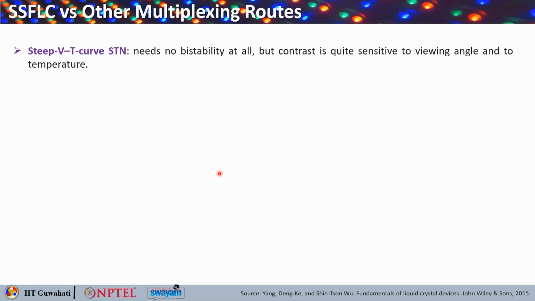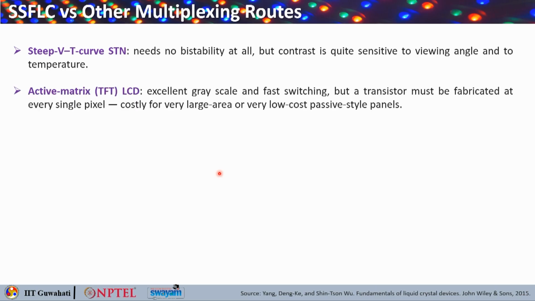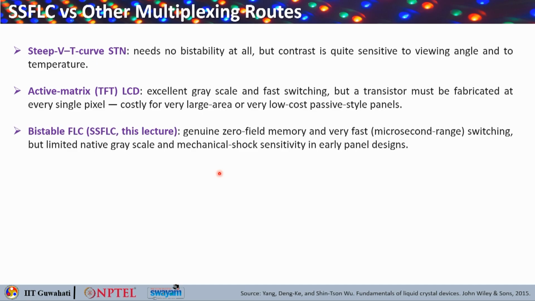So, let us compare this SSFLC with other multiplexing routes. The steep voltage transmittance curve, that is STN, needs no bistability at all, but the contrast is quite sensitive to the viewing angle and to the temperature. When you go for active matrix, that is TFT LCDs, they give excellent grayscale and allow fast switching, but a transistor must also be fabricated within every pixel. That is costly for very large area and also for very low cost passive style panels.